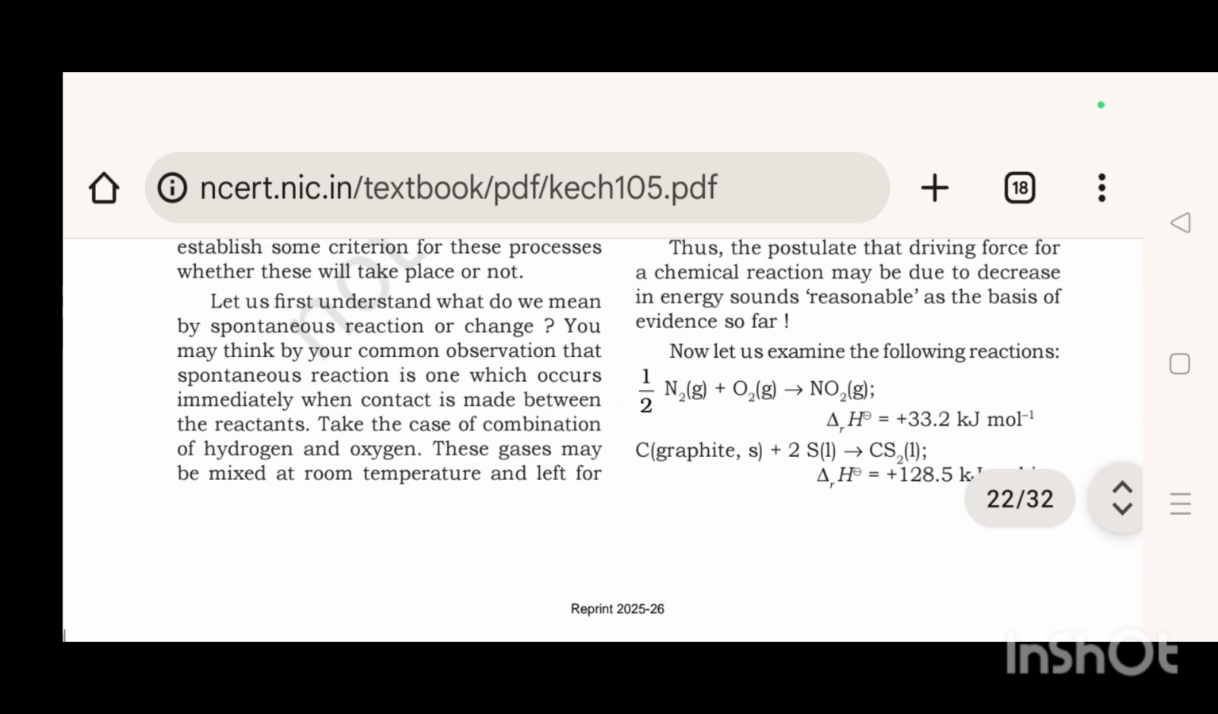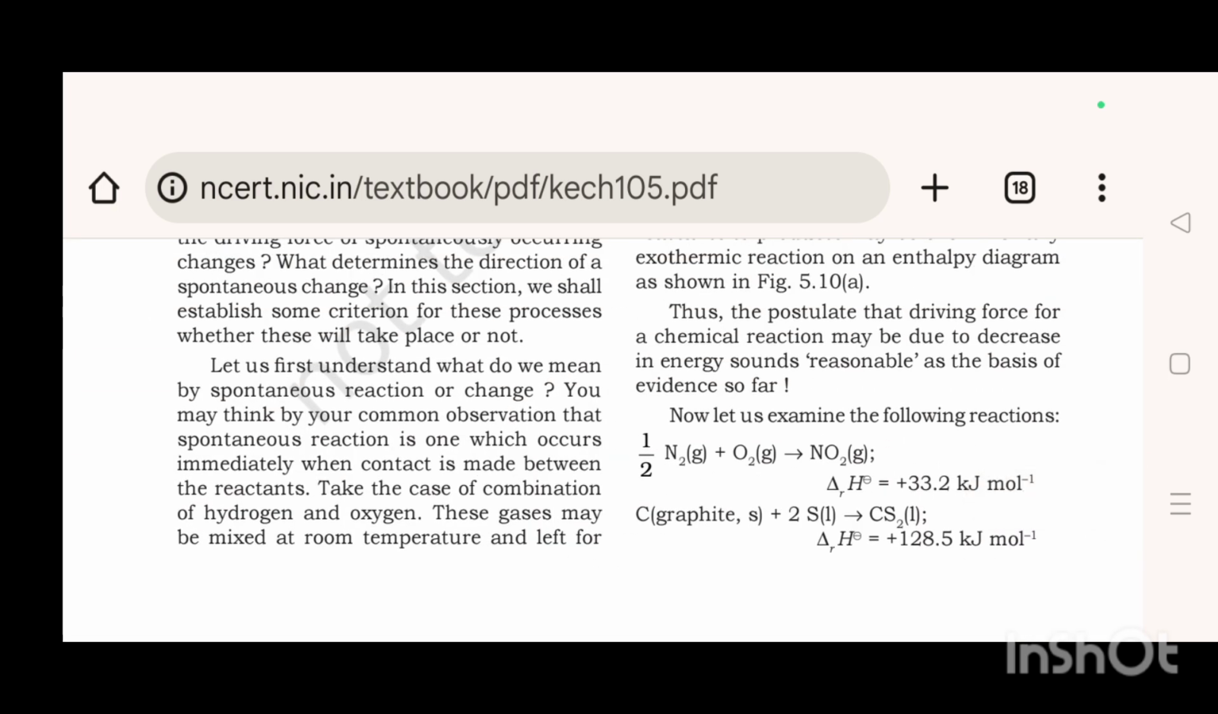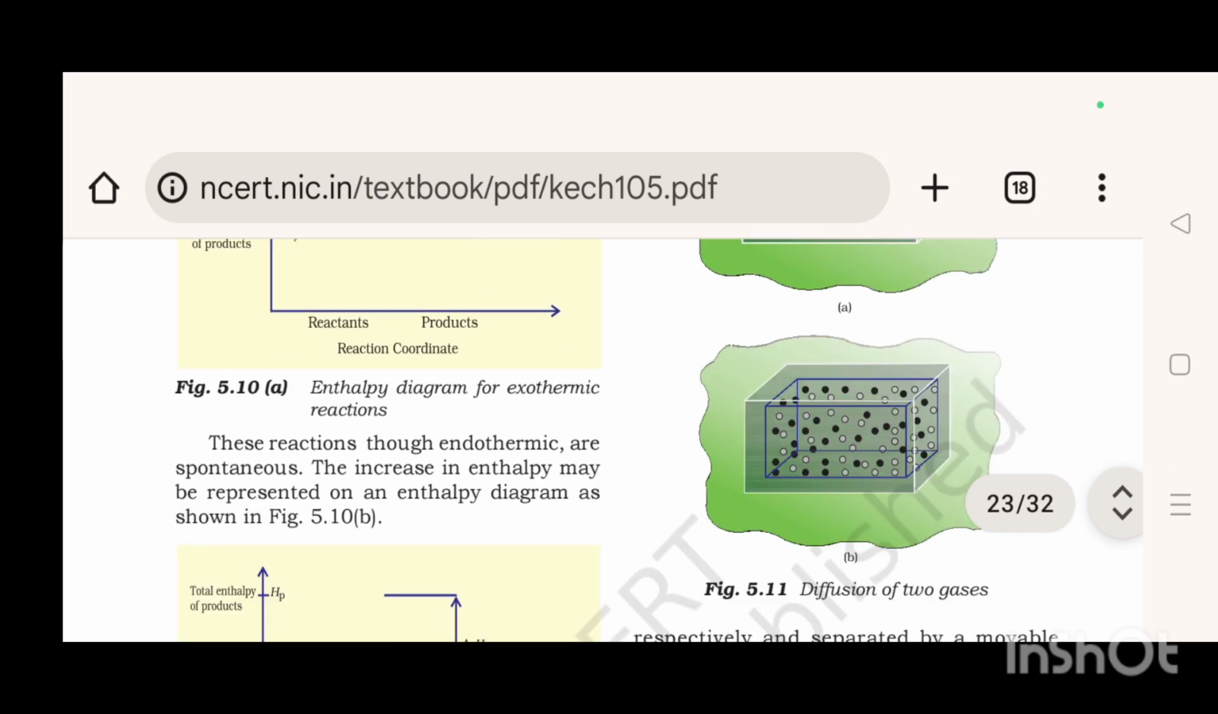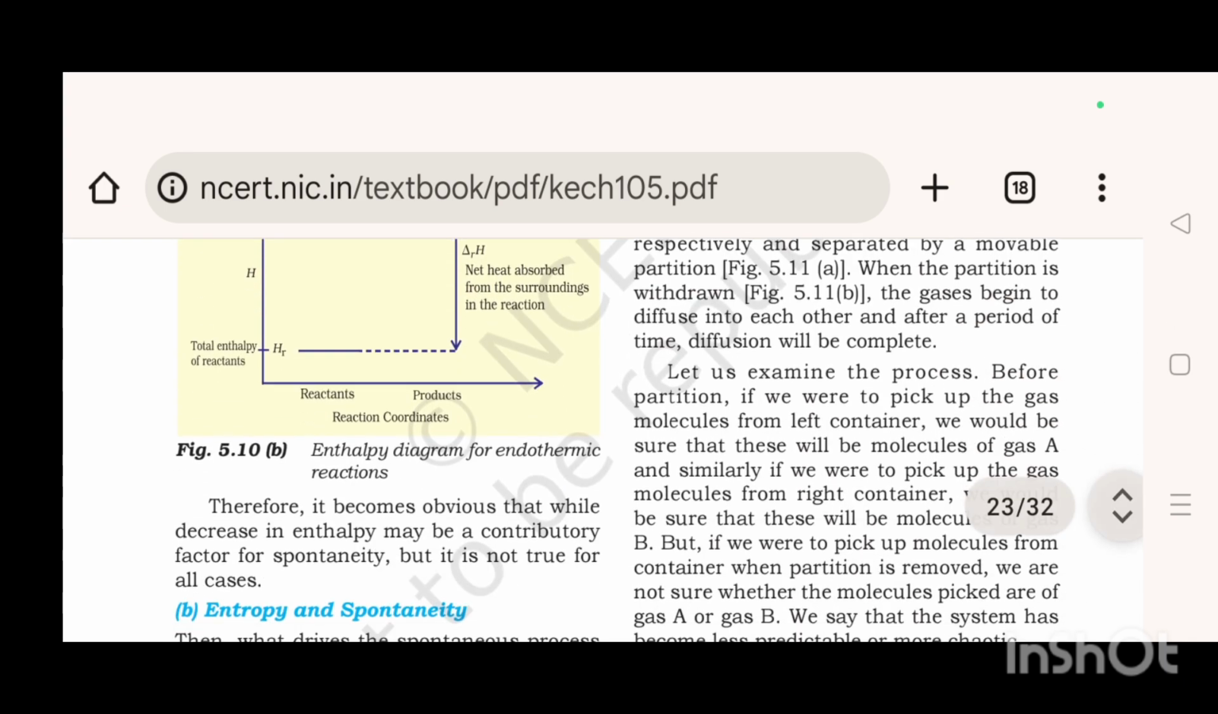Now, let us examine the following reactions. Half N2 plus O2 gives us NO2, and for that delta H is plus 33.2 kilojoule per mole. Graphite plus 2 sulfur gives us CS2, and for that delta H is plus 128.5 kilojoule per mole. These reactions, though endothermic, are spontaneous, and the increase in enthalpy may be represented on an enthalpy diagram. Therefore, it becomes obvious that while a decrease in enthalpy may be a contributory factor for spontaneity, it is not true for all cases.